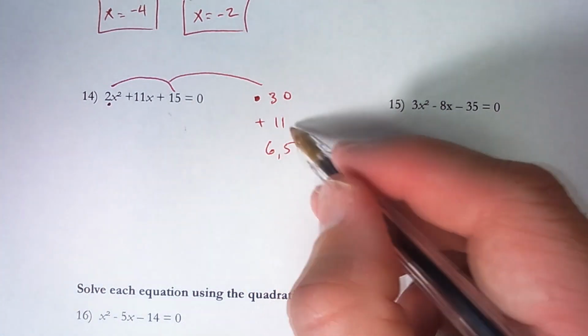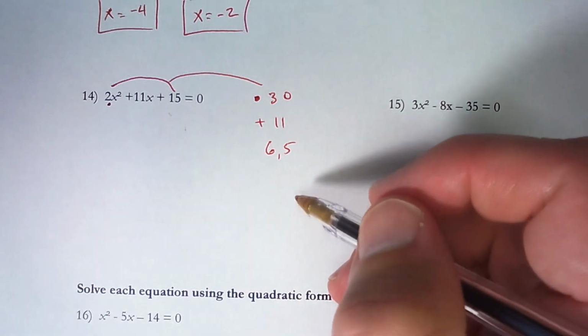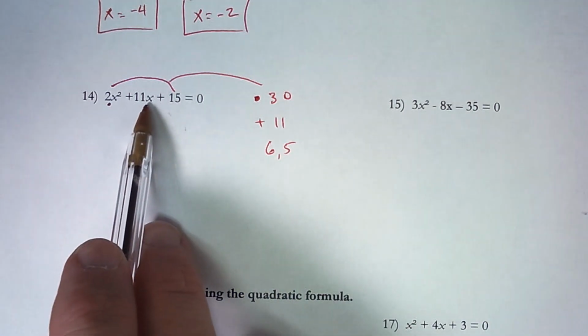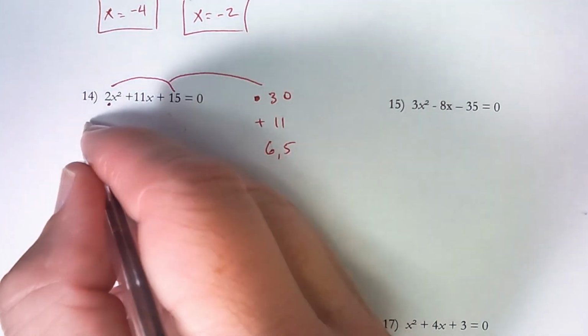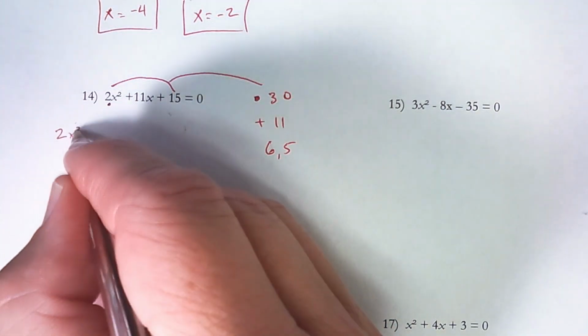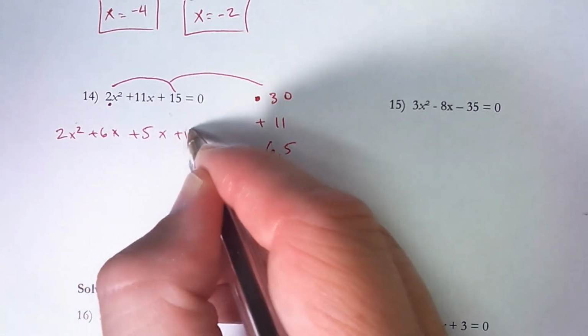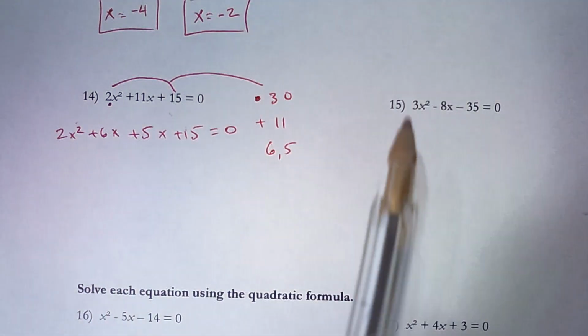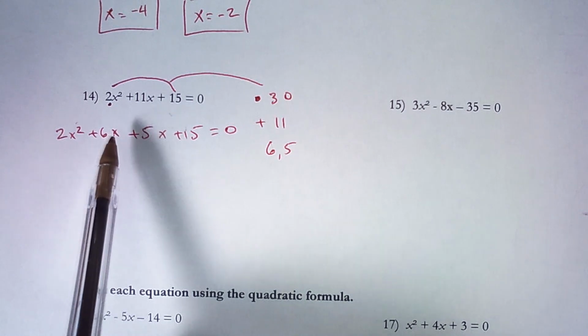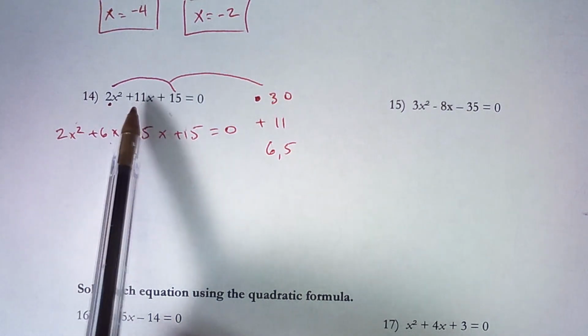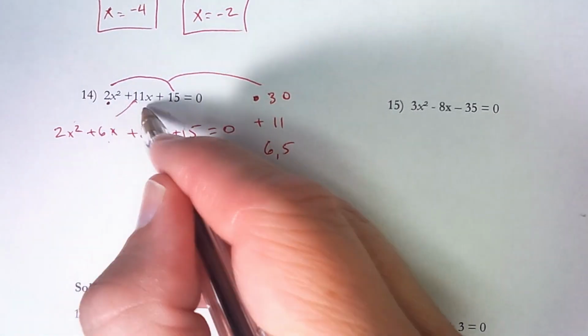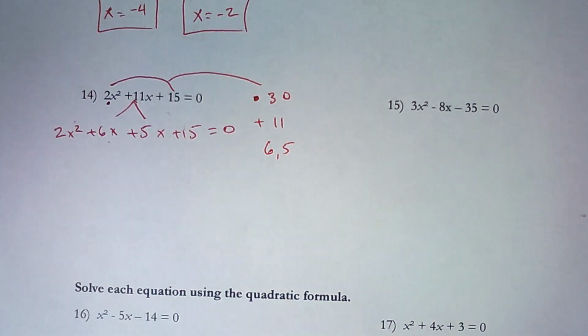6 times 5 is 30. 6 plus 5 is 11. So I'm going to split up this 11x into a 6x and a 5x. So we'll go with 2x squared plus 6x plus 5x plus 15 equals 0. Notice I haven't changed any values. 6x and 5x add up to 11x, so I've just taken that 11 and split it up into 6x plus 5x.